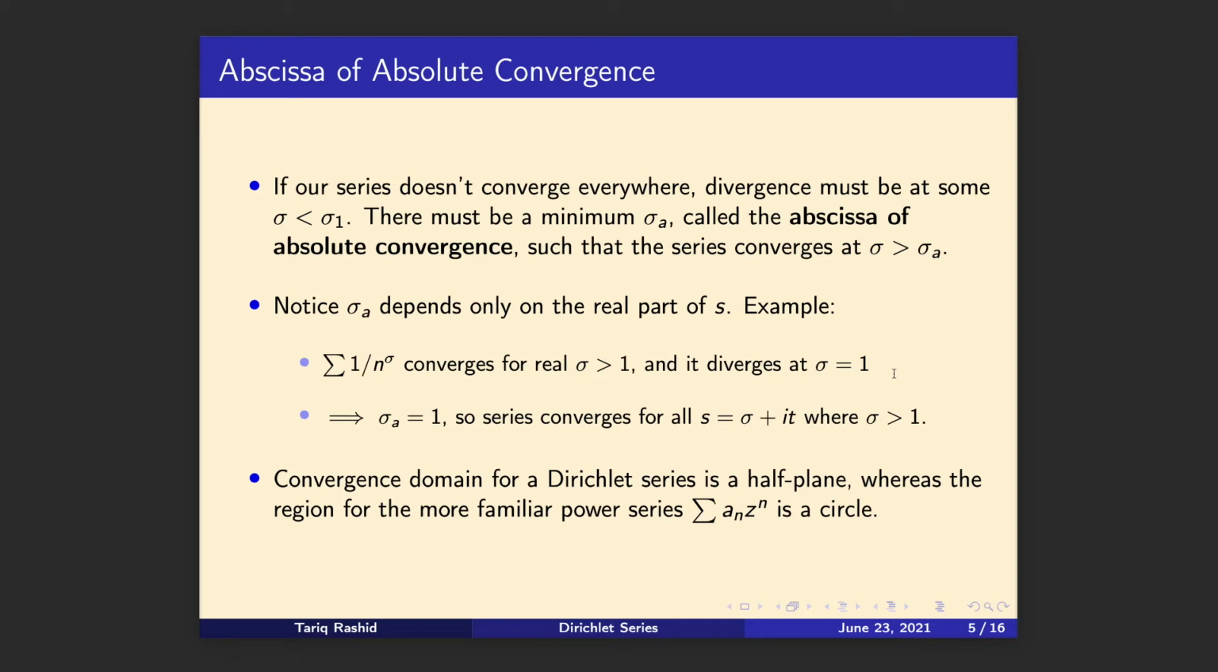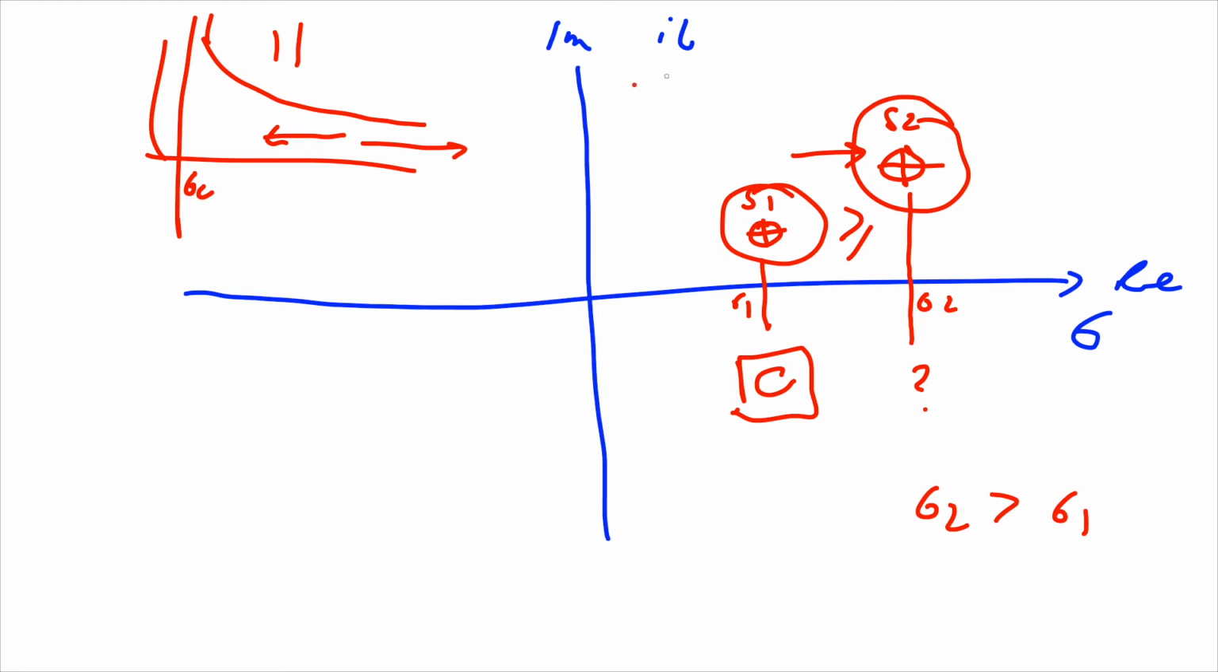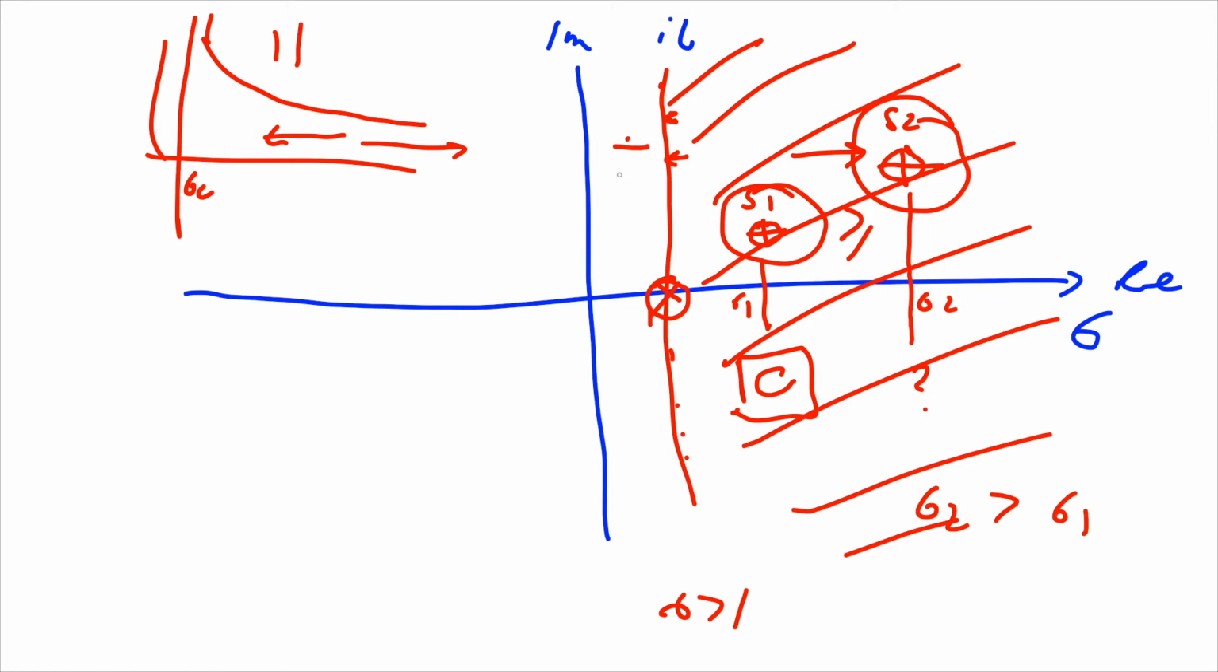Let's say that in picture form. If this is 1, what we're saying is that at any s where sigma is more than 1, it converges. We know it diverges here, and to the left of it we know it diverges.